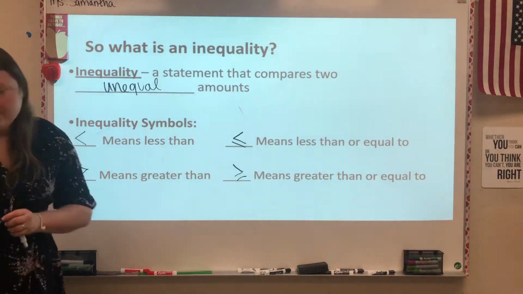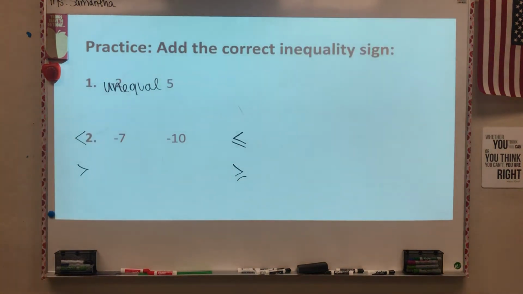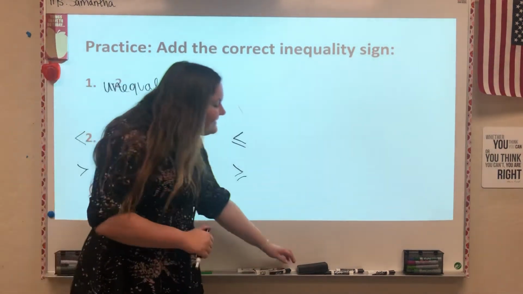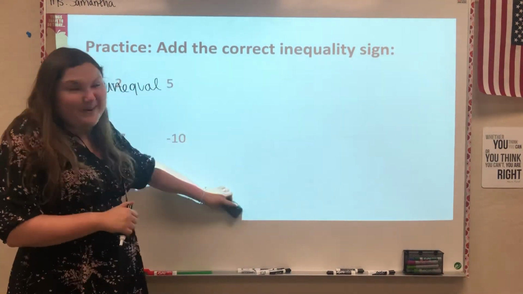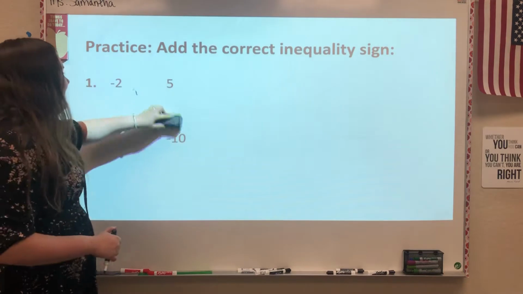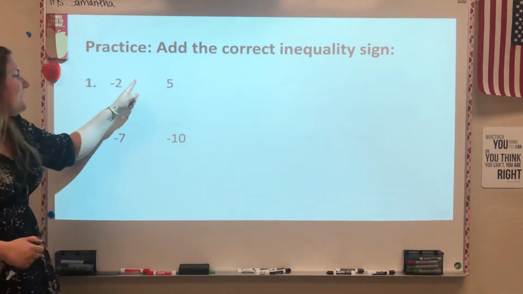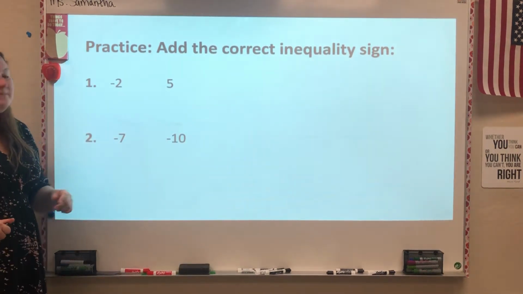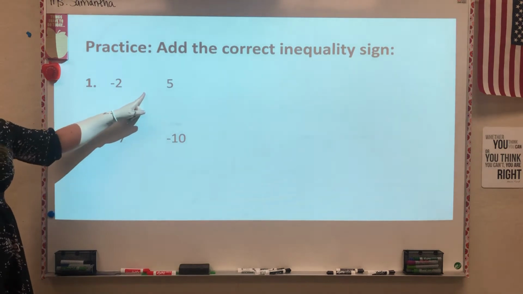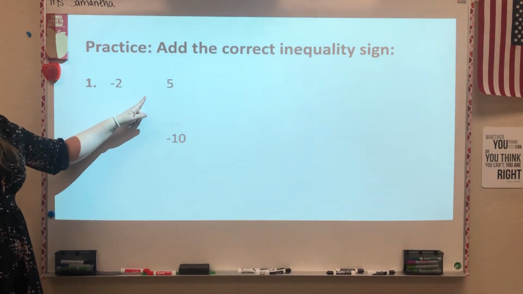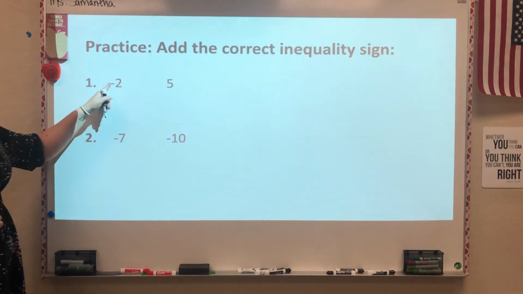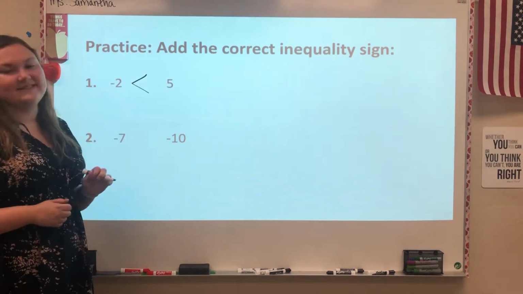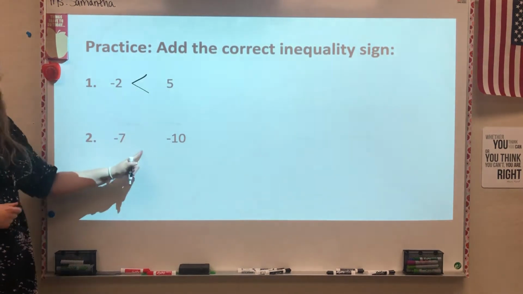The first thing I want to do to help us practice with these inequality signs, if it's just been a while since you've seen them, is decide what inequality sign is going to go between these 2 problems. Go ahead, this first one, which inequality sign would you want to use? We want it to say -2 is less than 5. What about the second one?